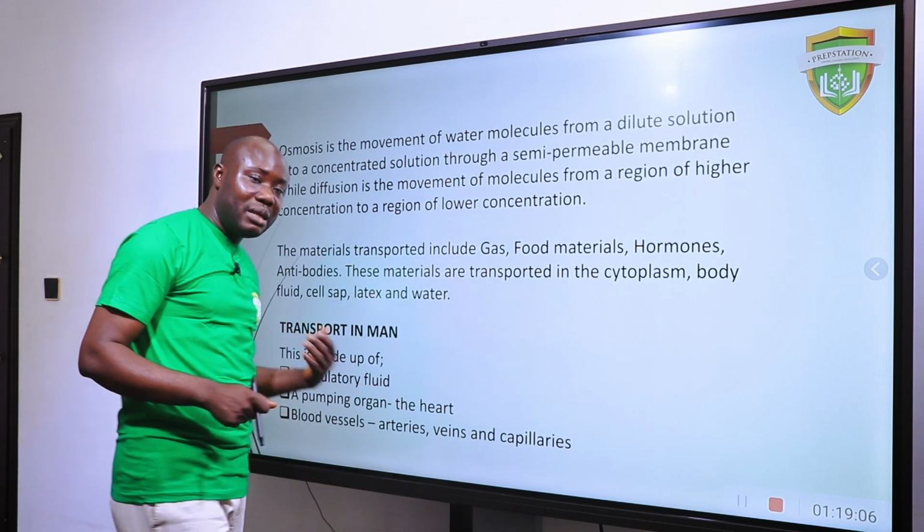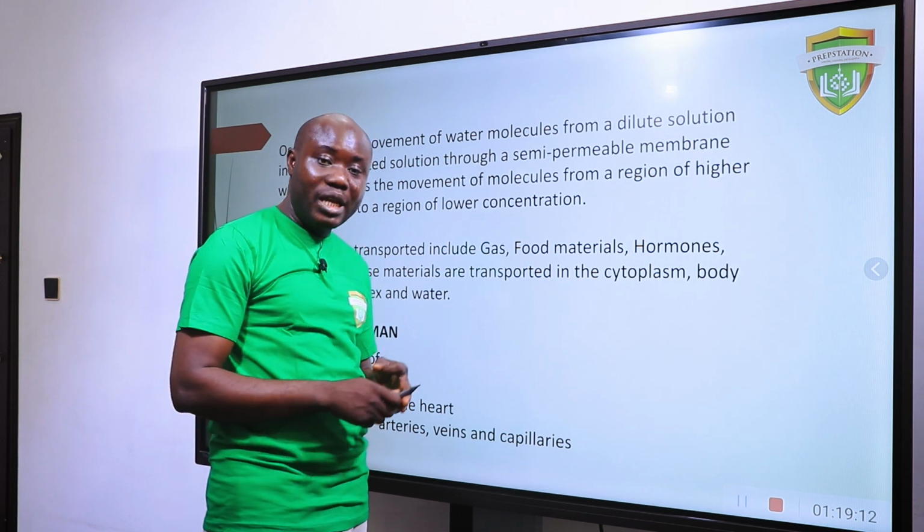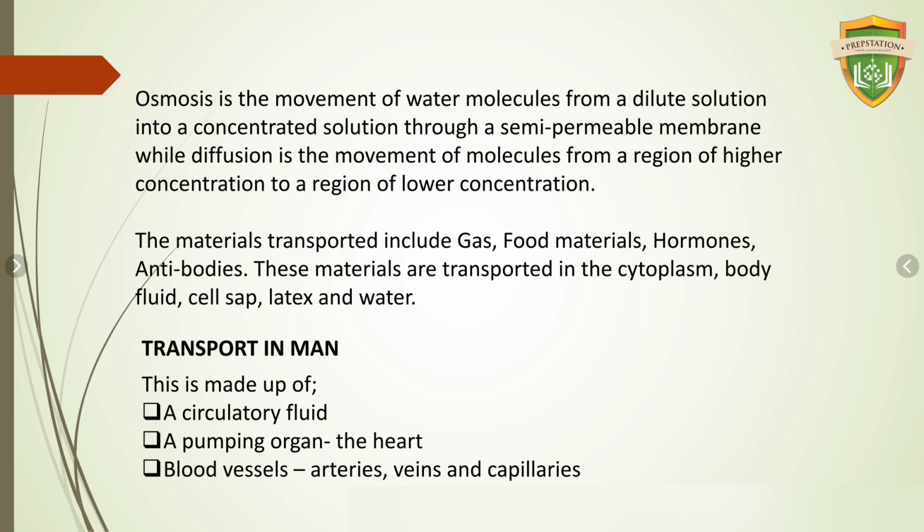Now, in our body, what are the materials that we transport? Nutrients, digested food, enzymes, and ions. Osmosis is the movement of water molecules from a dilute solution into a concentrated solution through a semi-permeable membrane, while diffusion is the movement of molecules from a region of higher concentration to a region of lower concentration. The materials transported include gases, food materials, hormones, and antibodies. These are transported in your cytoplasm, body fluid, cell sap, latex, and water.